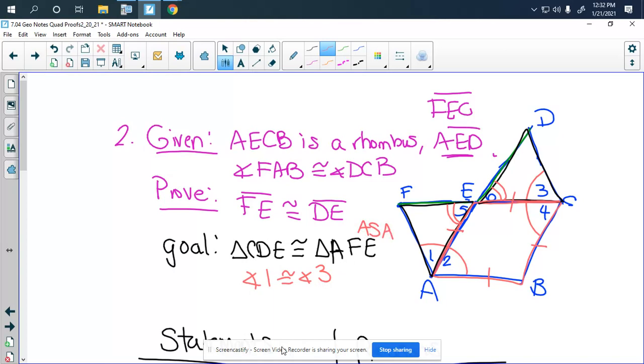Hopefully you're saying angle, side, angle. So now the question is, how do I get angle 1 congruent to angle 3? Pause the video, think about it, see if you have a plan to do that.